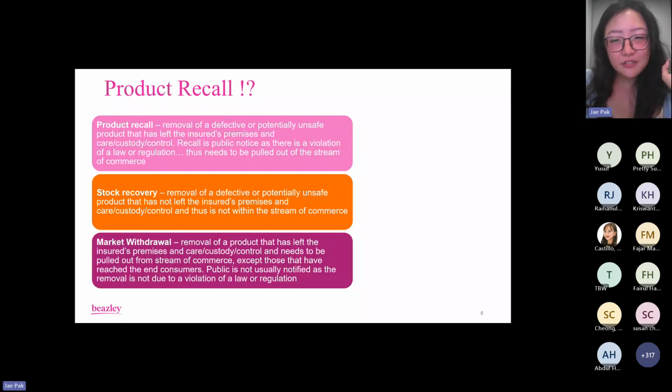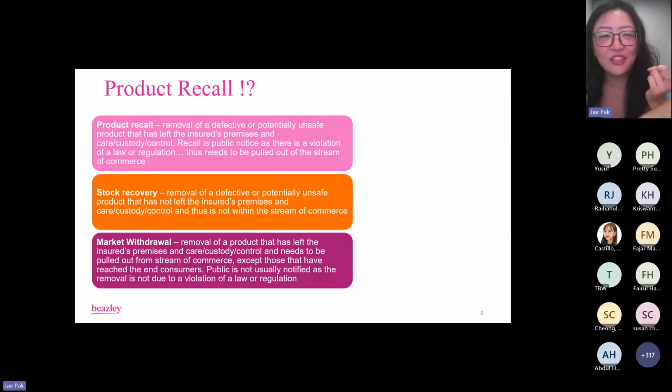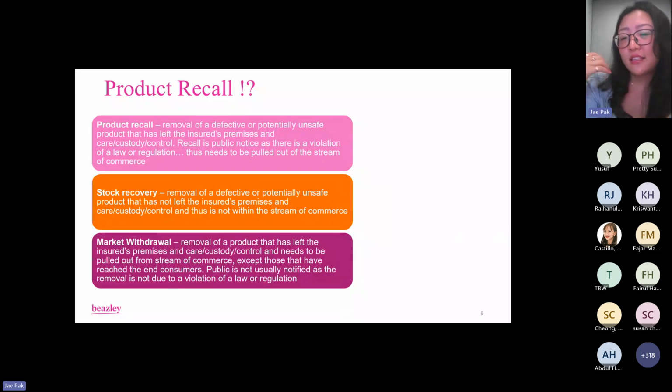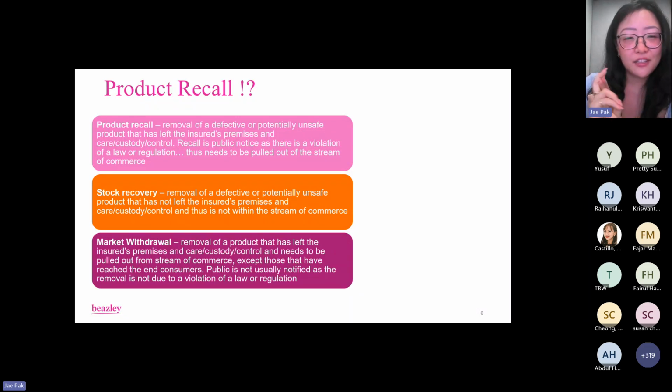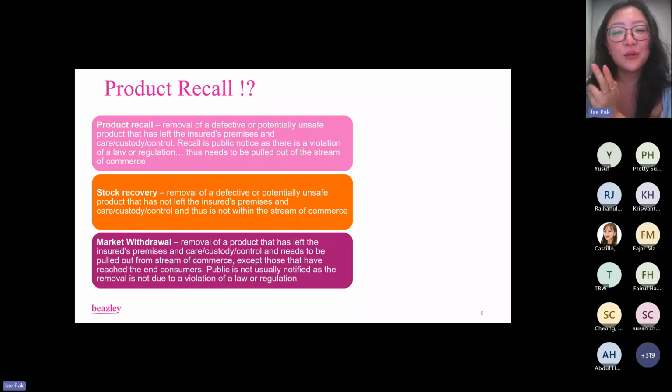And two things that will really help you differentiate and understand what it might be is one, has a product left the insured's premises, care, custody, and control? And two, is there a violation of law or local regulation? So if your answer is yes, yes, or yes, no, or no, yes, it'll help you determine, is it a product recall, is it a stock recovery, or is it a market withdrawal? So for product recall, it's usually going to be both yeses. The product has left the insured's premises, care, custody, and control, and it's going to violate local law regulation. For stock recovery, it hasn't left the insured's care, custody, and control, but there is a potential for it to violate local law regulation.